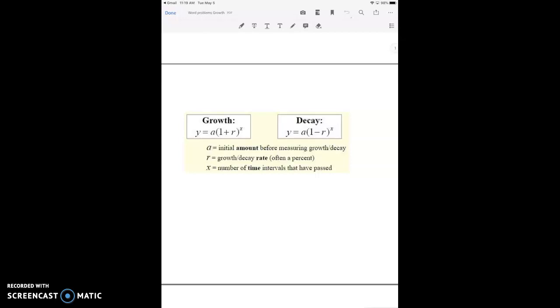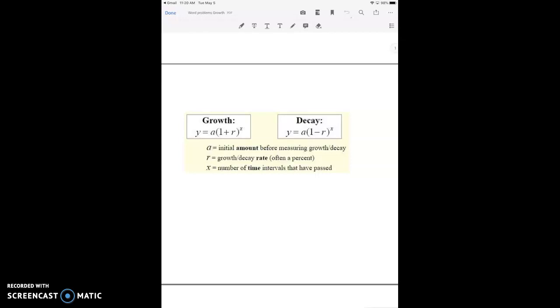Alrighty guys, here is going to be 8.2, so these will be your notes for either Wednesday or Thursday depending on your class period. To start out, we're going to start with the formulas. There's two. They're very close to each other, obviously. You have growth and you have decay. Both involve the same numbers and letters, if you will.